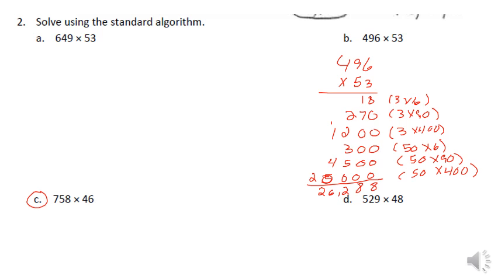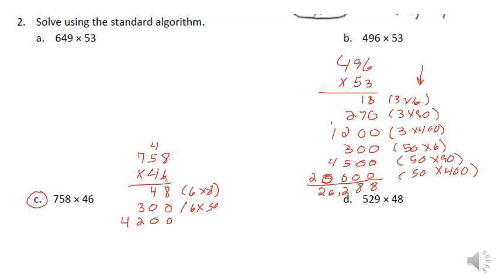Now under C, I'm going to use a different standard algorithm. I'll just keep doing the same standard algorithm right now. 758 times 46. 8 times 6. I'm not going to spell it out like here this time. 8 times 6 is 48. 6 times 50 is going to give us 300. 6 times 7 gives us 42 and 2 placeholders. So 4,200.